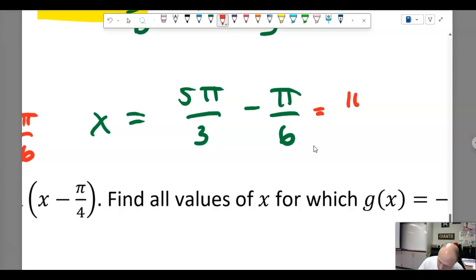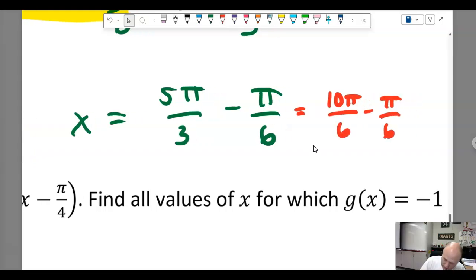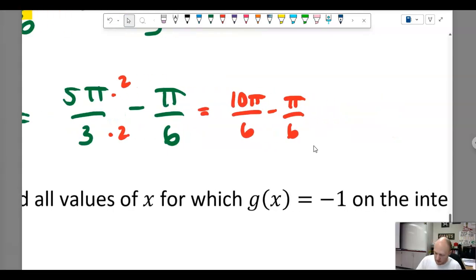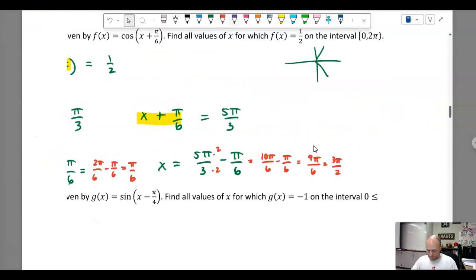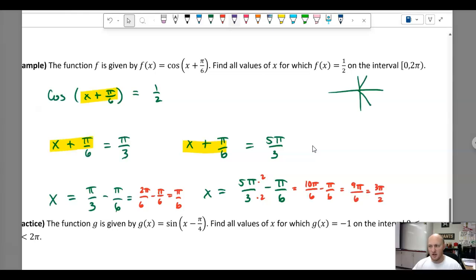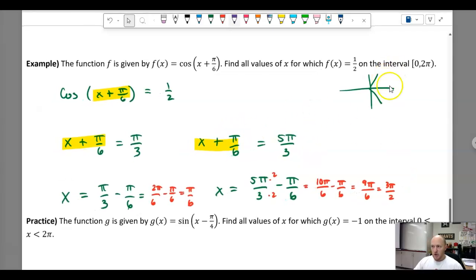I'll go ahead and multiply by 2. We get 10 pi over 6 minus pi over 6. I just multiplied top and bottom by 2, if you're confused. All right, I'm finding a common denominator, and so we get 9 pi over 6, which reduces to 3 pi halves. Okay? Common denominators. I know you guys love the common denominators. Both of these, note, are in this interval, so we're keeping both of those solutions.